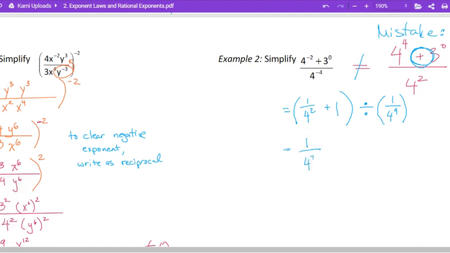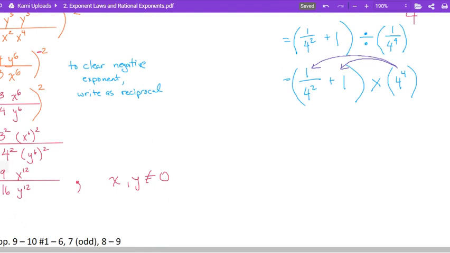So I've got 1 over 4 squared plus 1. I'm not yet expanding anything, times 4 to the power of 4. Right? Is it okay that I got rid of the over 1? Yeah. Before I'm simplifying, can I do something? Can I do that? Yeah, so watch here.